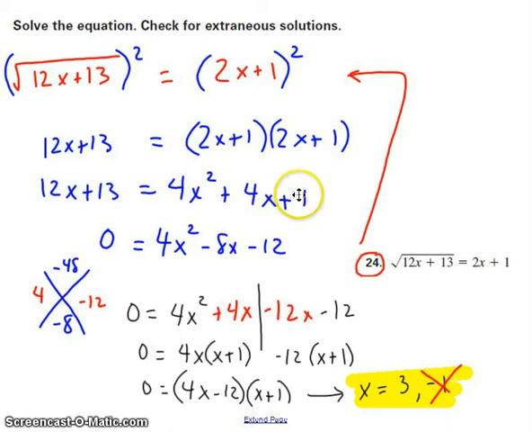So we ended up with this quadratic, and we had to move 12x plus 13 together with this quadratic to get 0 equals. And this quadratic we were able to factor, and factor it down to 4x minus 12 times x plus 1. That gave us two different answers for x. Only one of those, though, if you plug it back in, works. Only 3 will work.